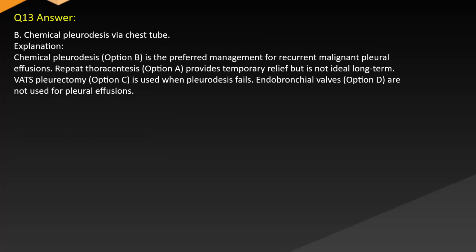Answer B. Chemical pleurodesis via chest tube. Explanation: chemical pleurodesis, option B, is the preferred management for recurrent malignant pleural effusions. Repeat thoracentesis, option A, provides temporary relief but is not ideal long-term. VATS pleurectomy, option C, is used when pleurodesis fails. Endobronchial valves, option D, are not used for pleural effusions.